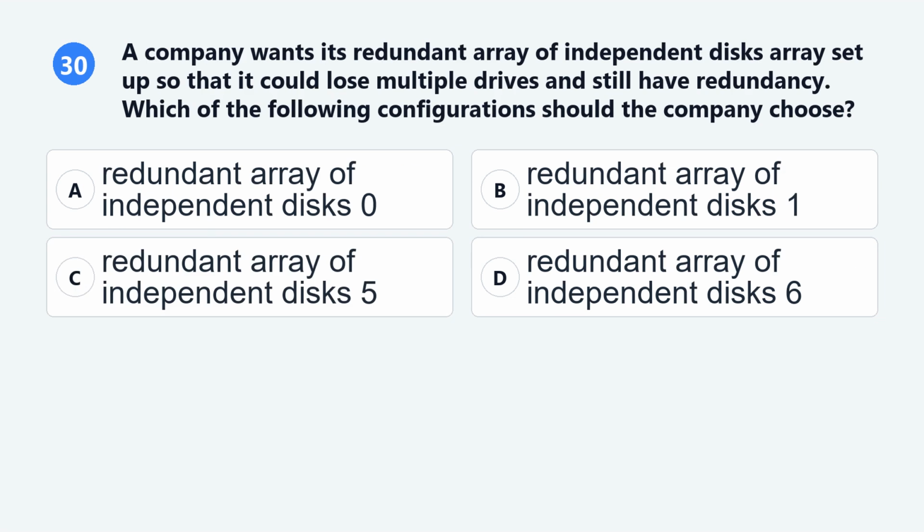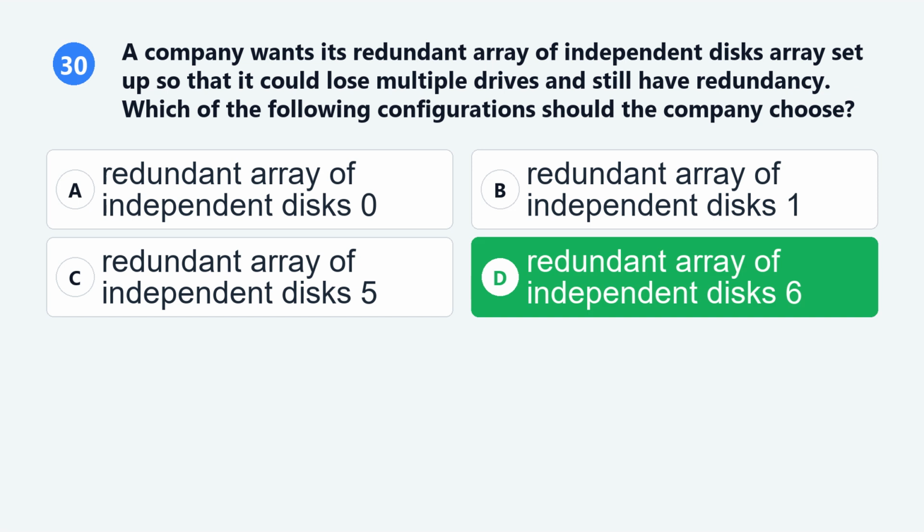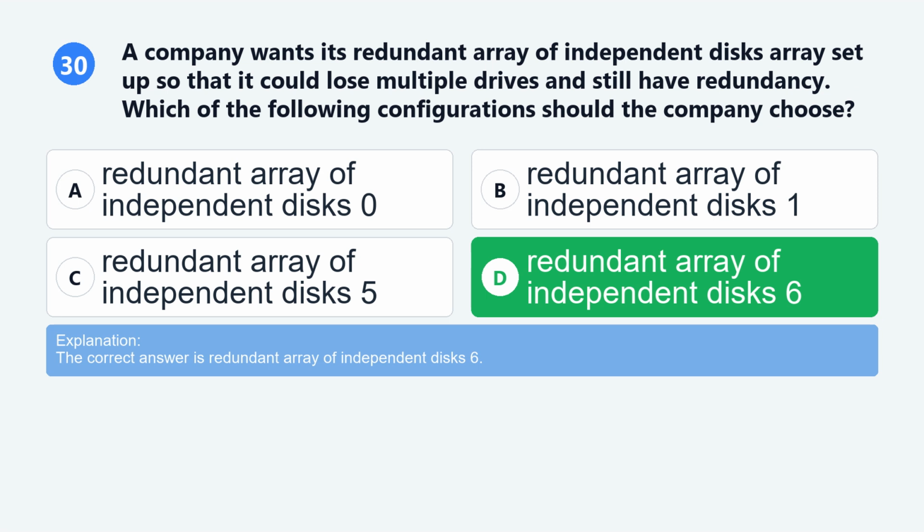Question 30. A company wants its redundant array of independent disks array set up so that it could lose multiple drives and still have redundancy. Which of the following configurations should the company choose? Option A. Redundant array of independent disks 0. Option B. Redundant array of independent disks 1. Option C. Redundant array of independent disks 5. Option D. Redundant array of independent disks 6. The correct answer is option D. Redundant array of independent disks 6.